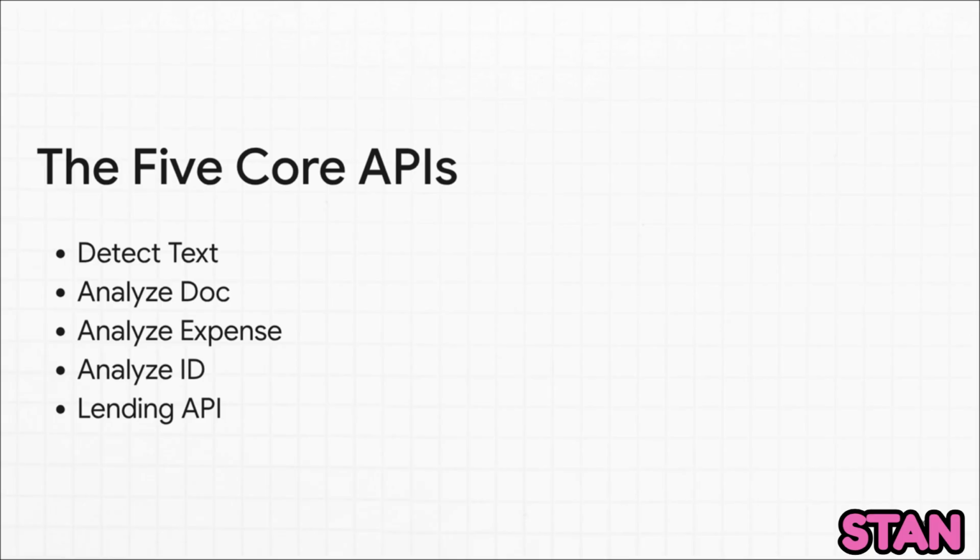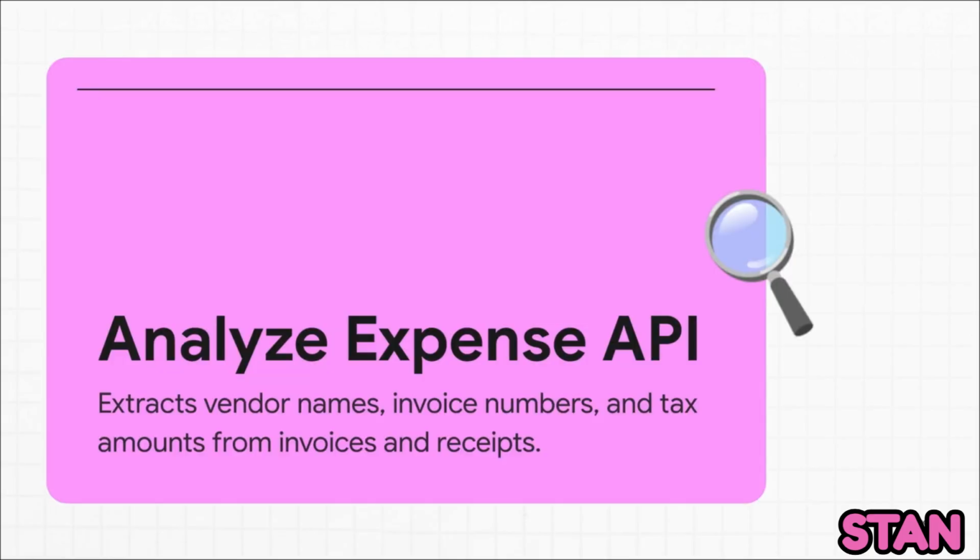And from there, AWS gets even more specific. For instance, let's look at the Analyze Expense API. This makes automated accounts payable an actual reality by pulling out exactly what you need from a messy receipt. It already knows what a total amount looks like, it knows where the tax usually lives, and it understands vendor names. And that's true whether it's a crumpled up receipt from a coffee shop or a highly structured corporate invoice. You don't have to tell it where to look. The AI just intuitively knows.